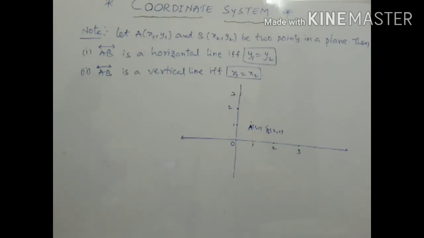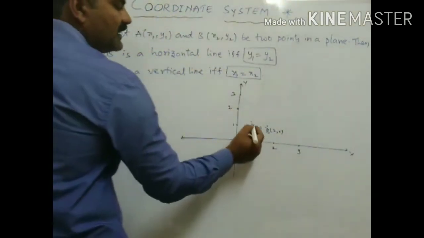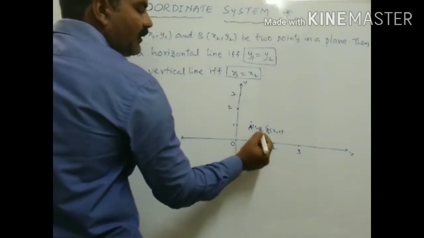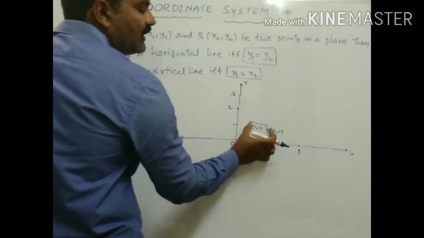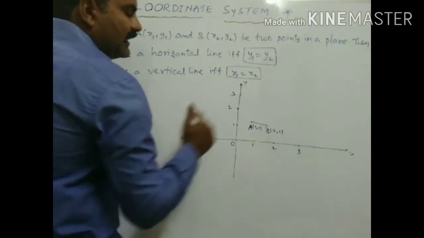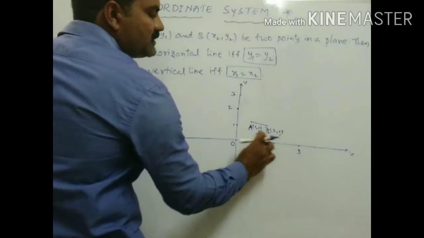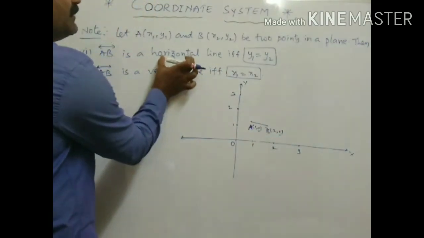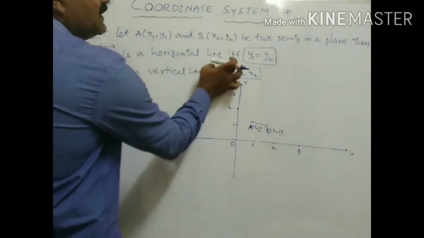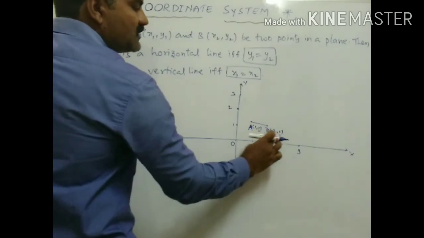This we can explain with an example. Let there be the x-axis and y-axis. Now look clearly, this is the point 1, 1 and this is the point 2, 2. If you join AB, we get a horizontal line. In this horizontal line, if you observe the y coordinates, both points have the same y coordinate. That is what I am telling you here: if AB represents a horizontal line, then their y coordinates are equal.